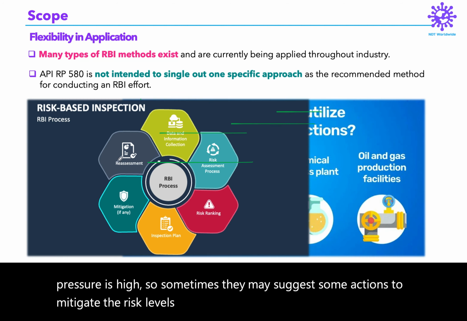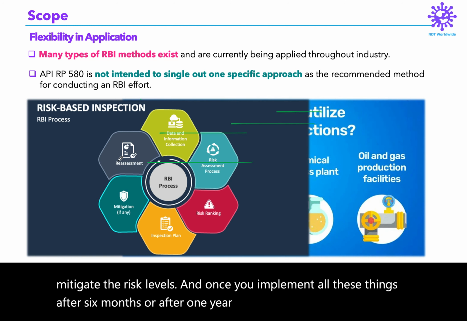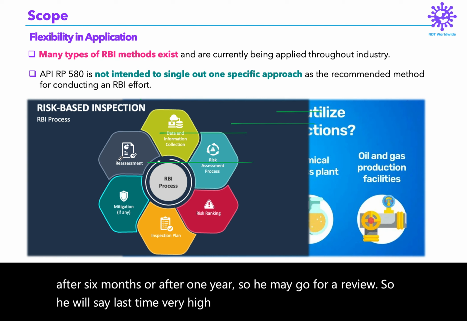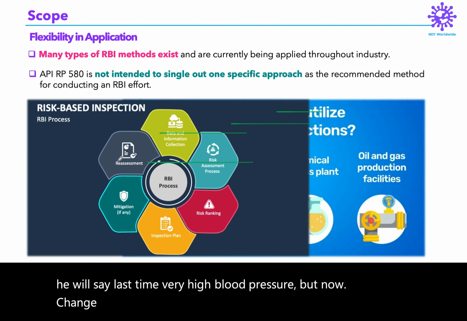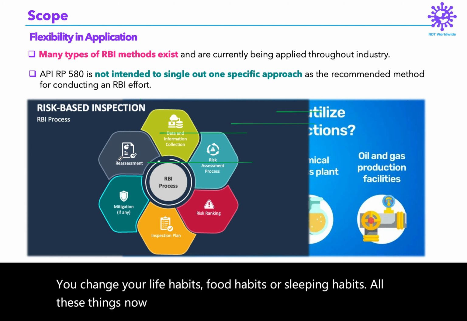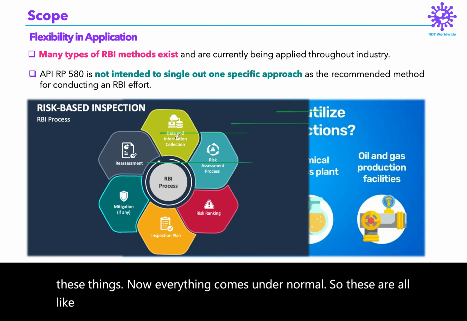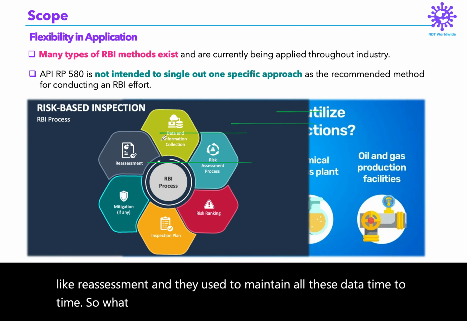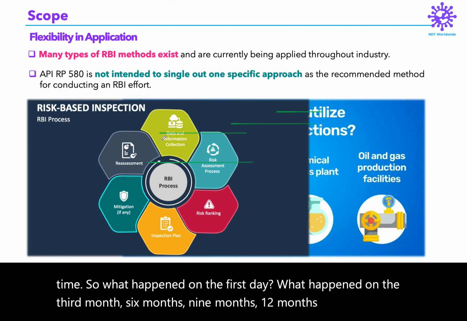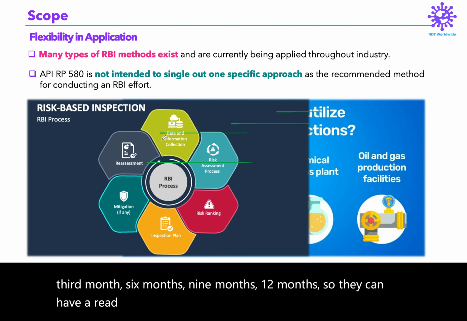And once you implement all these things, after 6 months or after 1 year, he may go for a review. He will say last time you had very high blood pressure, but now you have changed your life habits, food habits or sleeping habits, all these things. Now everything comes under normal. So these are all reassessments, and they maintain all this data from time to time. What happened on the first day, what happened in the third month, 6 months, 9 months, 12 months. So they can have a review and they can update the records.